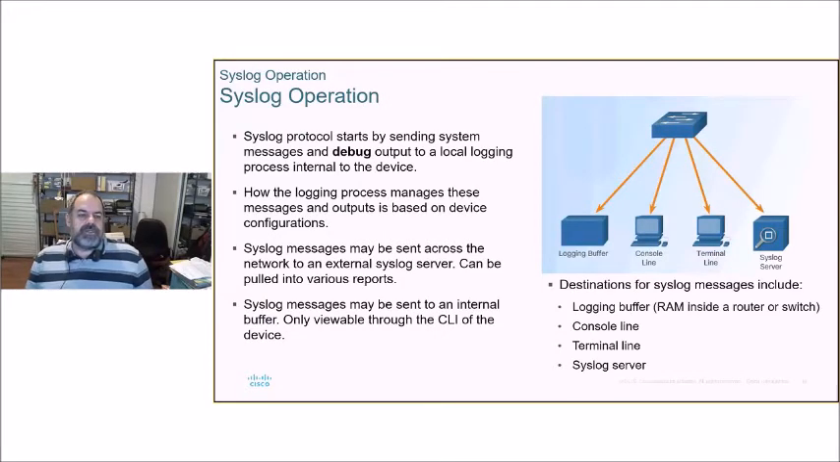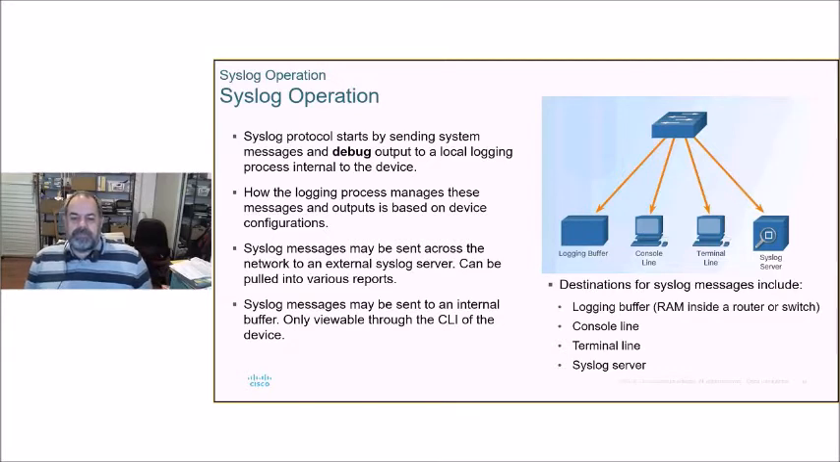The syslog protocol starts by sending system messages and debug output to a local logging process internal to the device. How the logging process manages these messages and outputs them is based on device configurations. Syslog messages may be sent across the network to an external syslog server and can be pulled into various reports. They may also be sent to an internal buffer, only viewable through the CLI of a device. Destinations for syslog messages can include a logging buffer, so RAM inside a router or switch, a console line, a terminal line, or a syslog server.